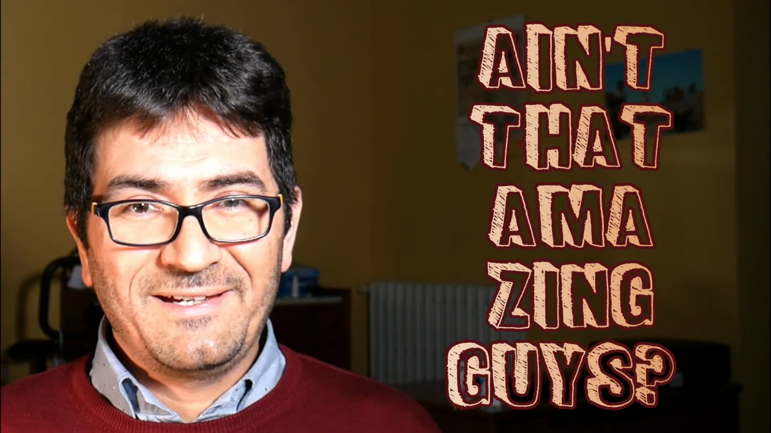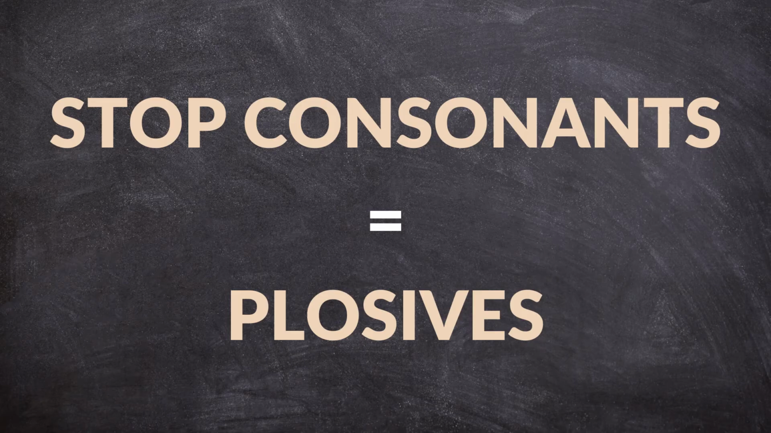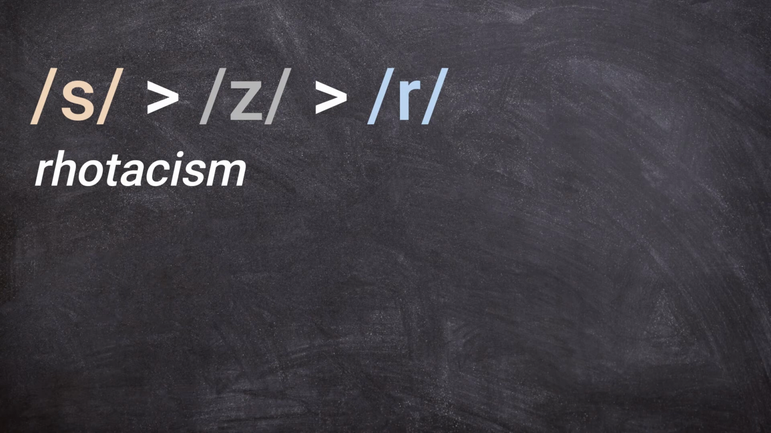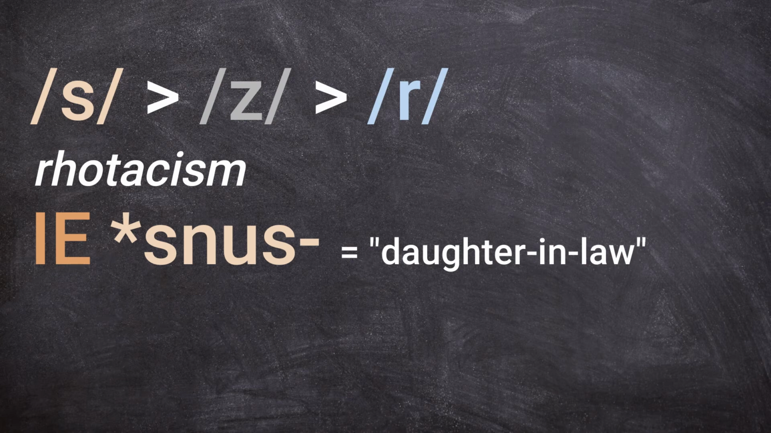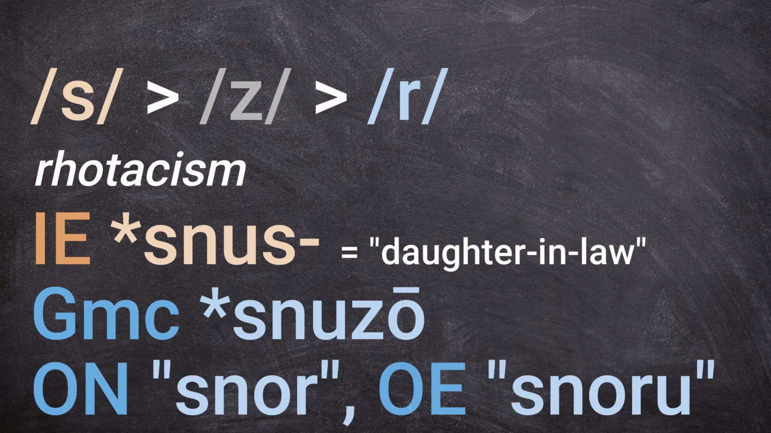Ain't that amazing, guys? This change didn't only involve stop consonants, or plosives, which is the same thing, but also other sounds. For example, in the same circumstances, s became first z, then, in most Germanic languages, r, in a mechanism called rhotacism. This happened, for example, with the Indo-European root snusos, which was not stressed, leading to Germanic snuzo, and then to Old Norse snor, and Old English snoru.